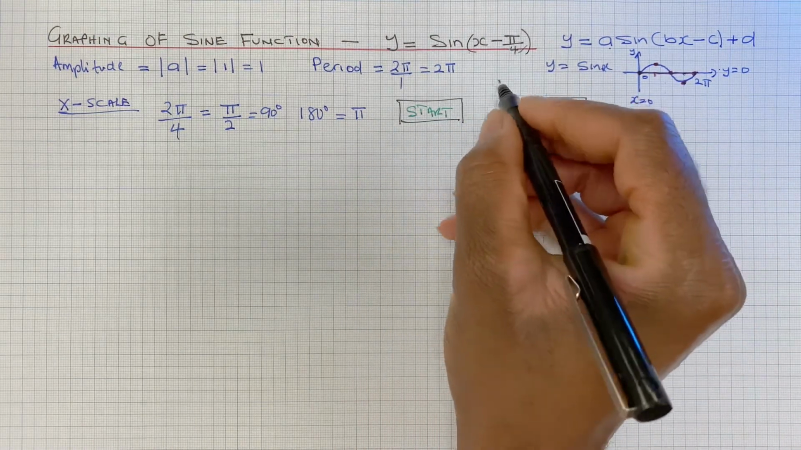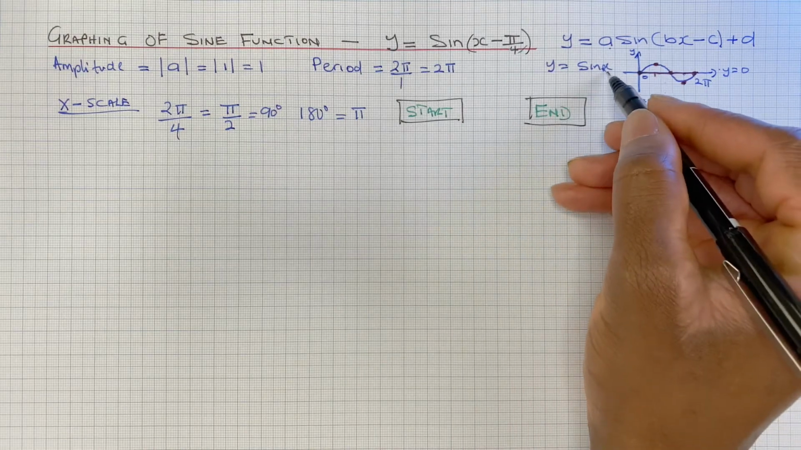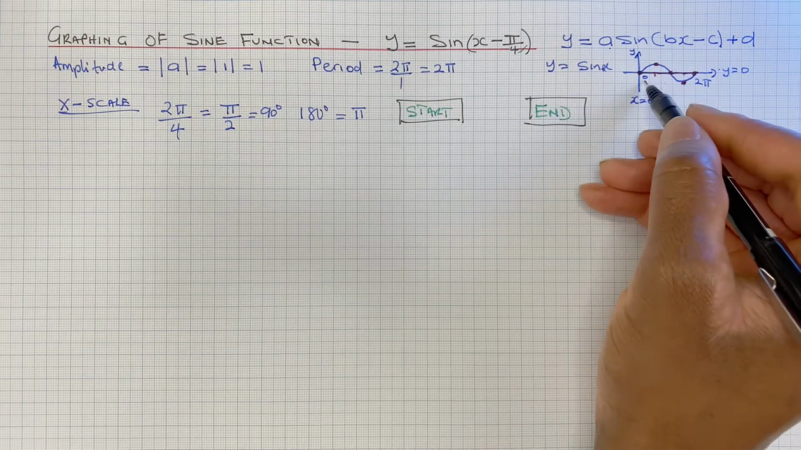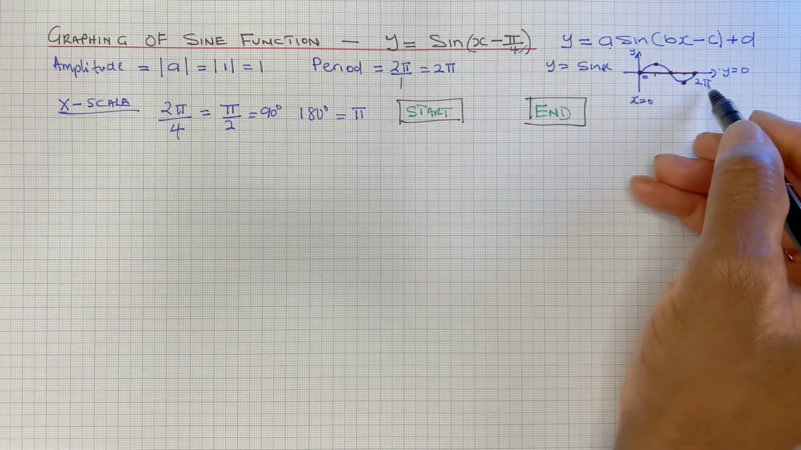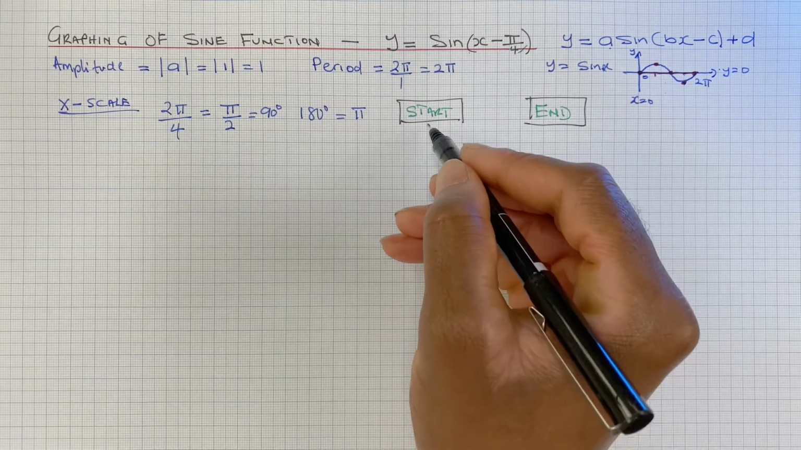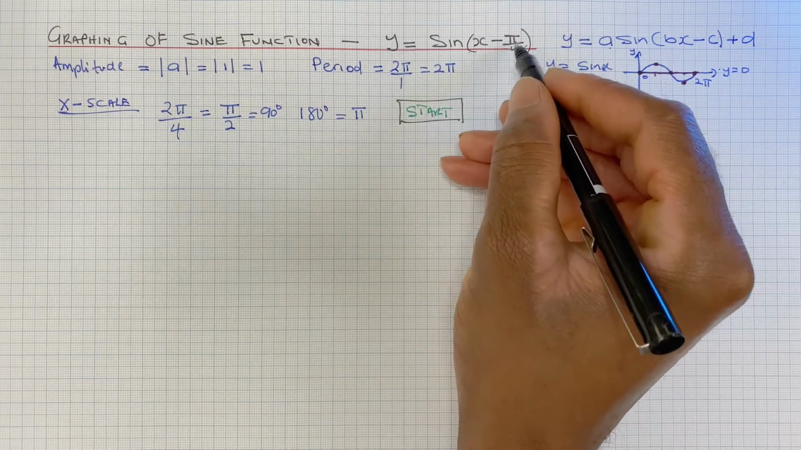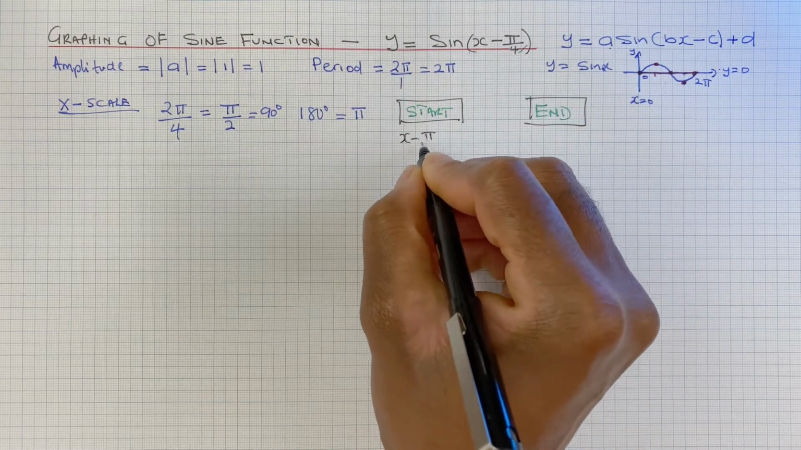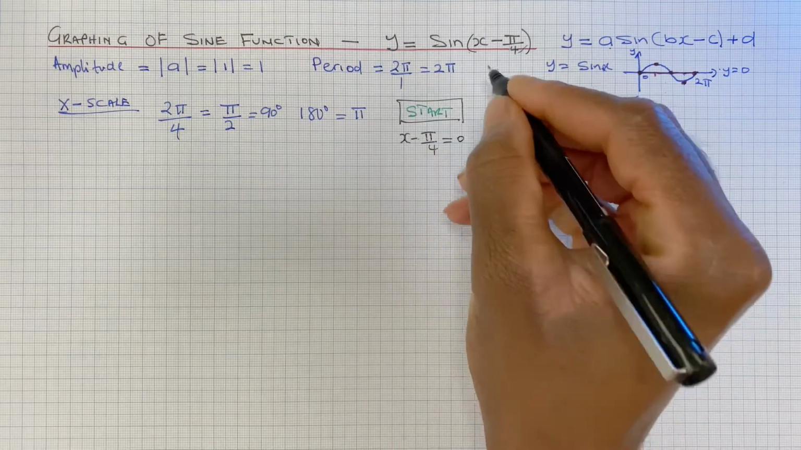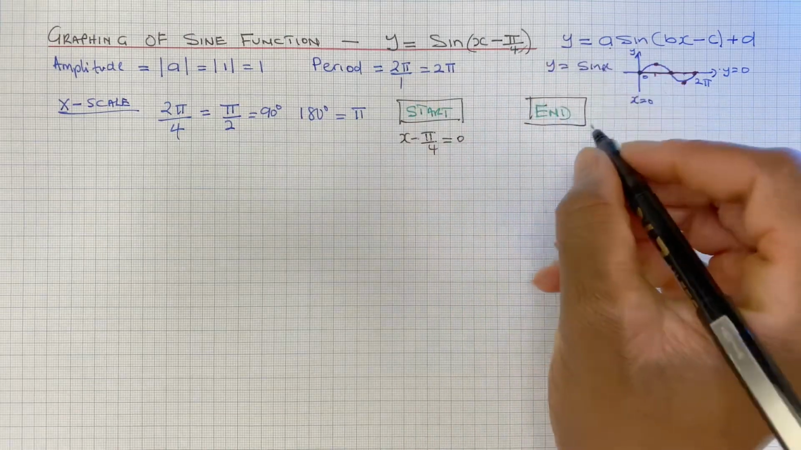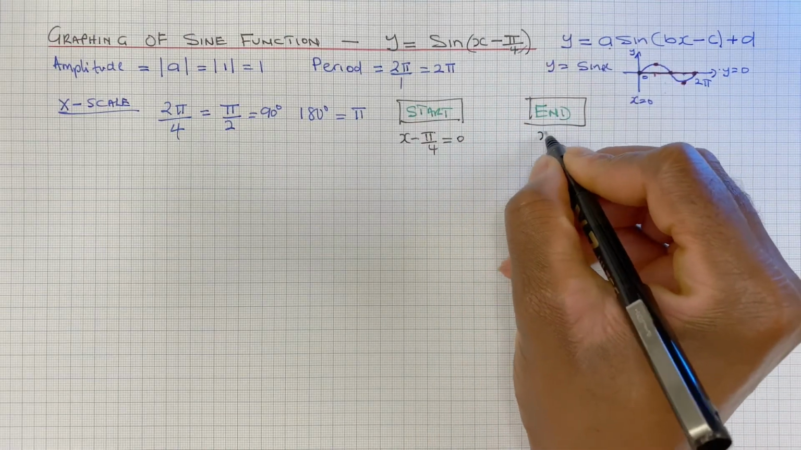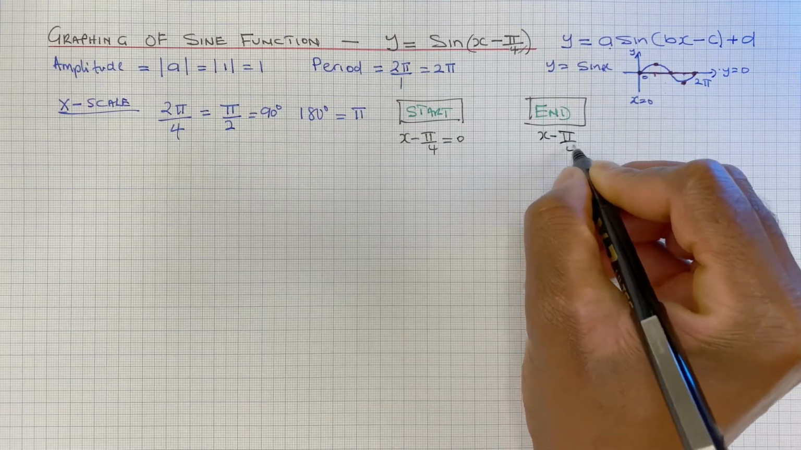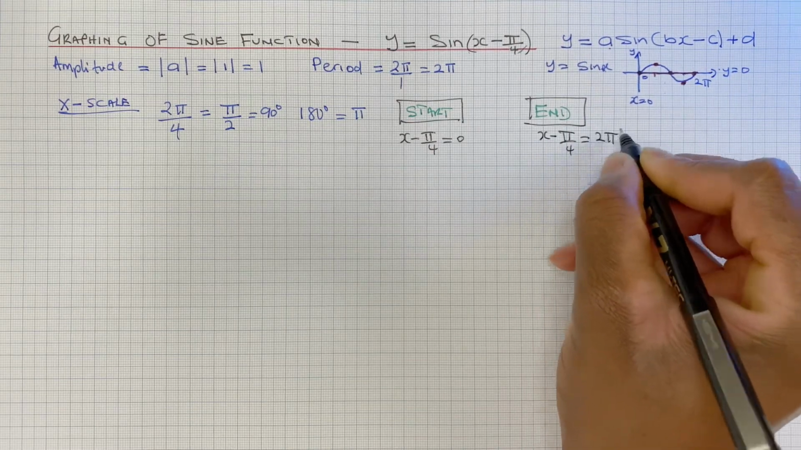So at the start, just like here, we set x to 0, and for the end we set x to 2 pi. Here, we need to set x minus pi over 4 to 0. That's the start. And then we set x minus pi over 4 to 2 pi. That's the end.